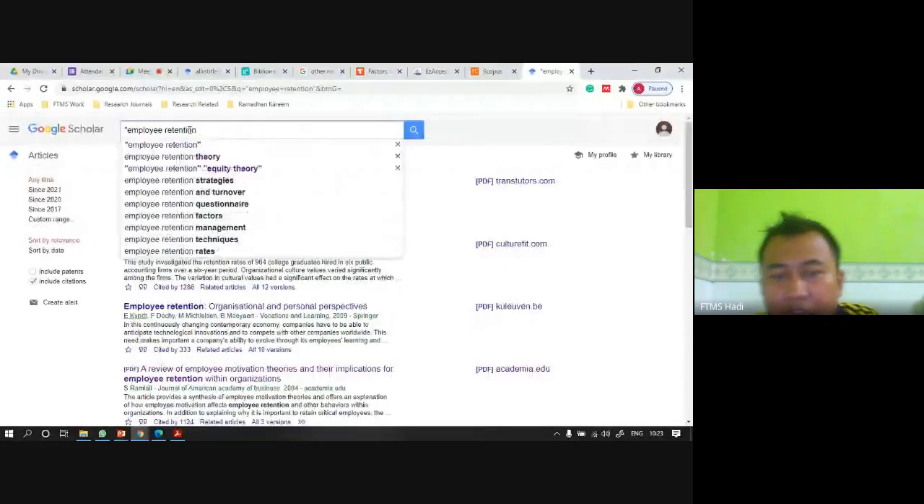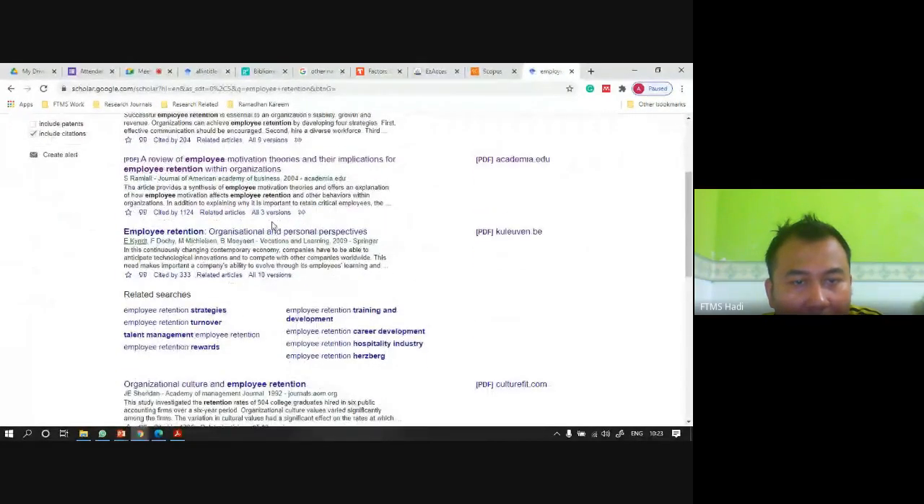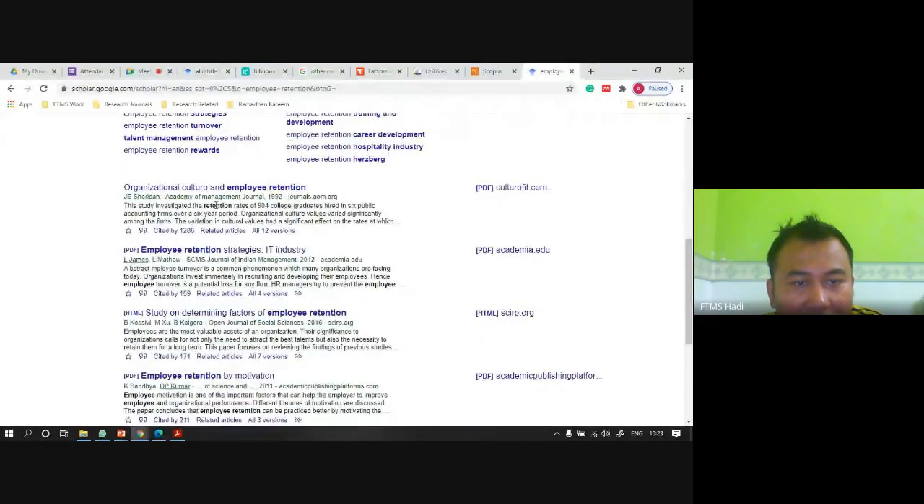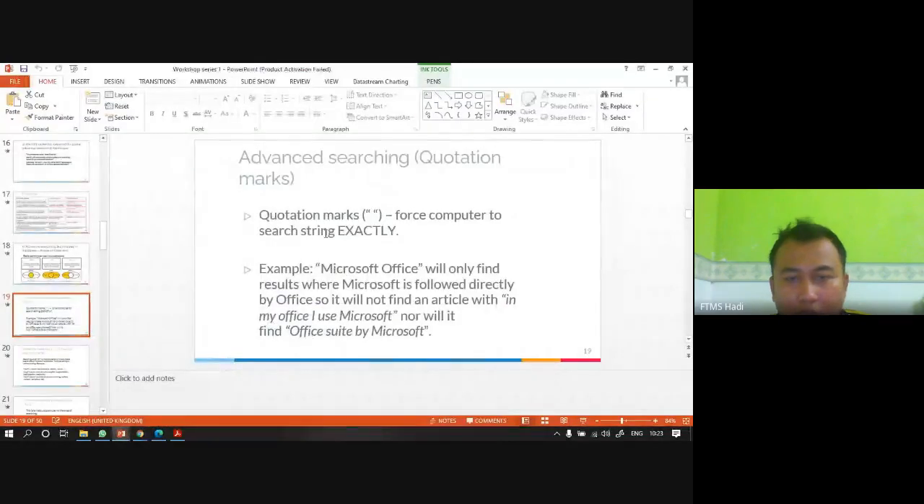Compare with this one where I didn't put double quotation marks. One is employee, and where is retention? This one is retention. So we don't want that. We want to get this one. So there is a difference between with quotation marks and without quotation marks.